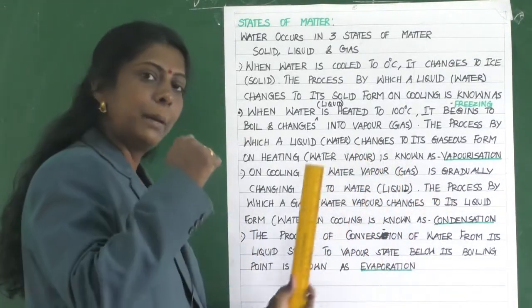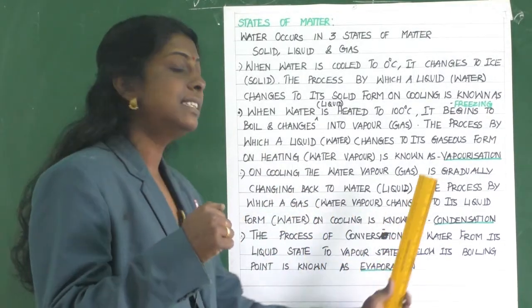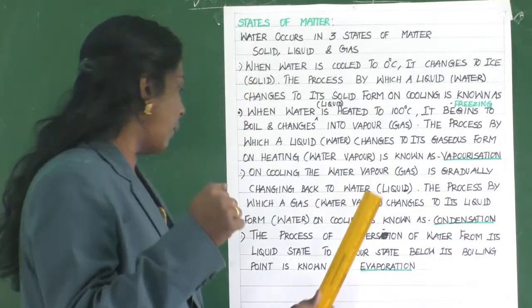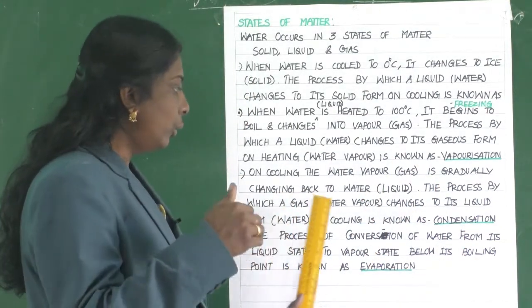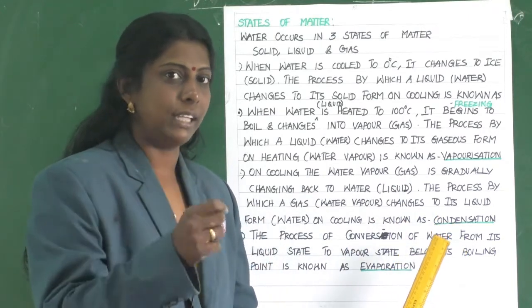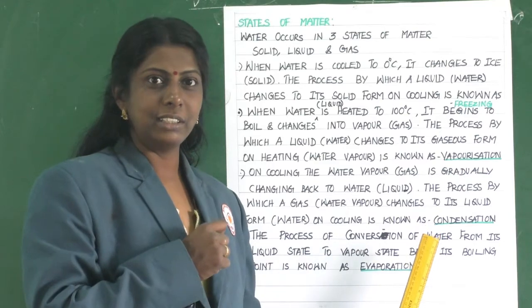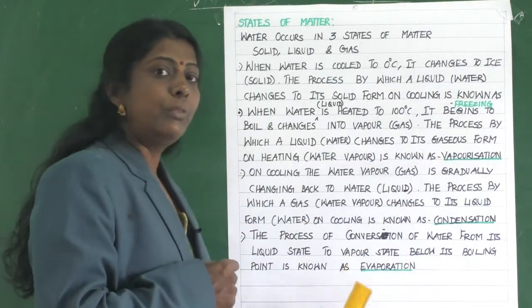The process by which a gas, that is water vapor, changes to its liquid form, that is water, on cooling is known as condensation. That process is called condensation. Clear, children? Yes. Then next process is about evaporation.